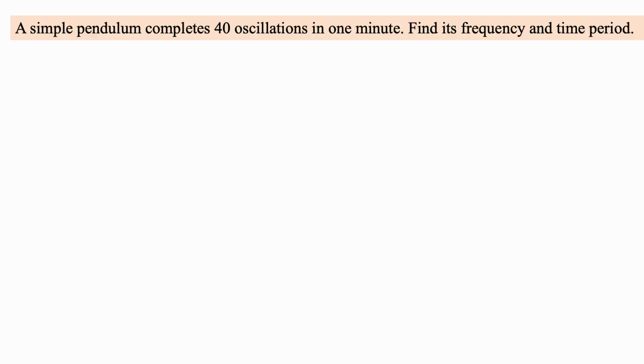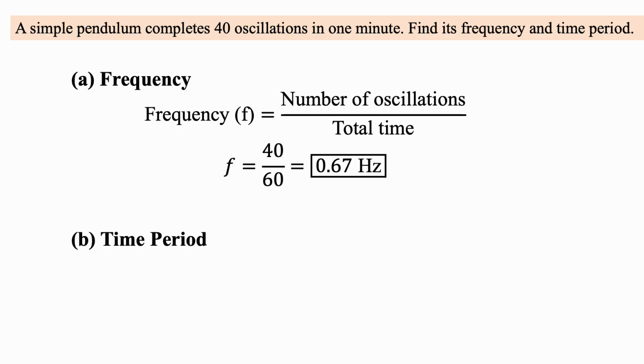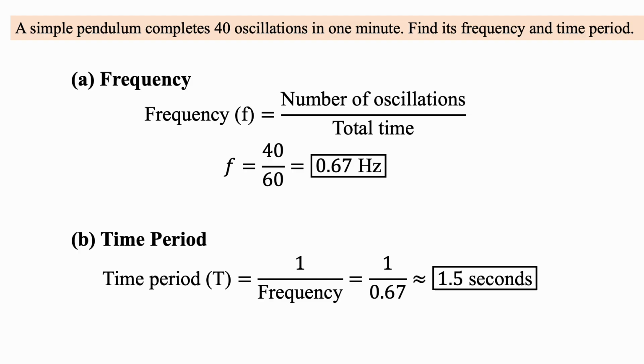A simple pendulum completes 40 oscillations in 1 minute. Find its frequency and time period. Frequency F is equal to number of oscillations divided by total time. Number of oscillations is equal to 40 and total time is 60 seconds. So the frequency will be 0.67 Hertz. Time period is equal to 1 divided by frequency. That is 1 divided by 0.67, which would be approximately equal to 1.5 seconds.